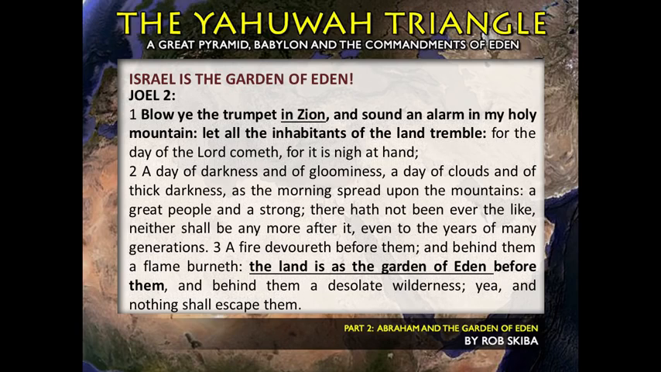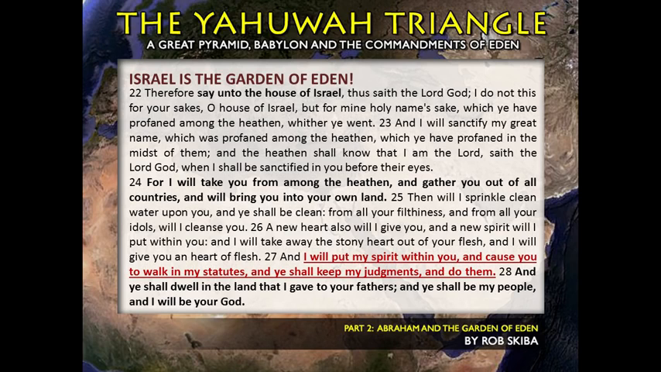Joel chapter 2 talks about blowing a trumpet in Zion, right, sounding the alarm. And it says the land before them is as the Garden of Eden in Joel 2. We also see in the book of Ezekiel, talking to the house of Israel, it says, I'll put my spirit in you and cause you to walk in my statutes. You shall keep my judgments and do them. And you shall dwell in the land that I gave to your fathers. And you shall be my people, and I will be your God.